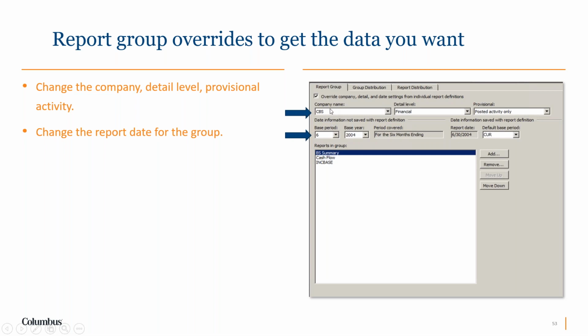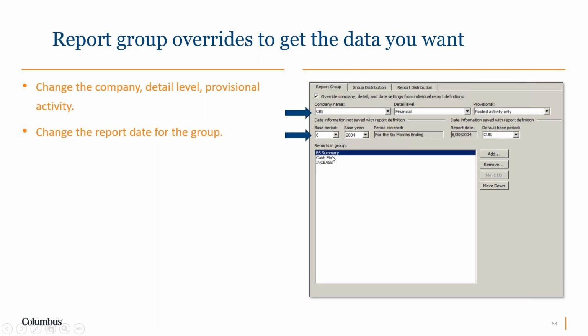So let's say you have 3 reports here that were not using a tree, but you needed to be able to run these for 6 different companies. If you set up a report group that had the 3 reports in here, when you came into the report group, you could tell it to override the company that were on the individual reports. And if you click on the drop down here, you can choose to run these reports for the other companies.